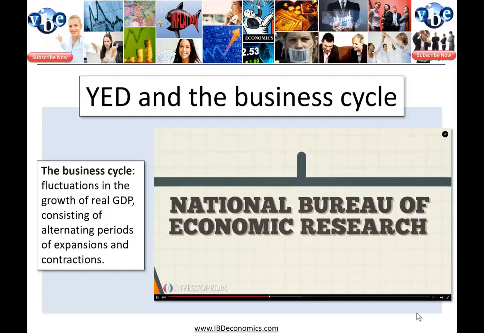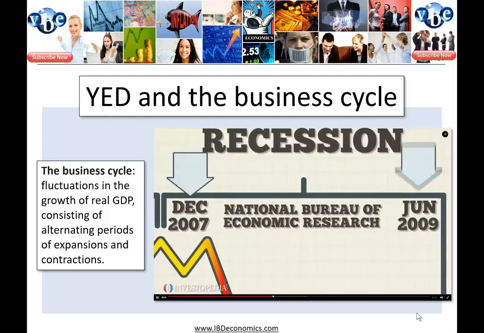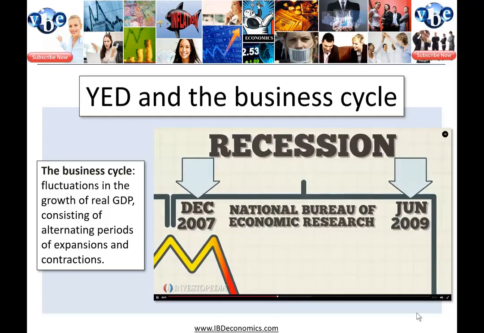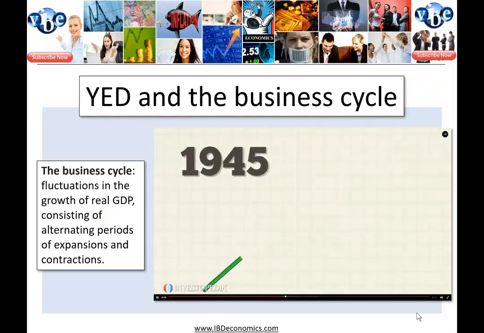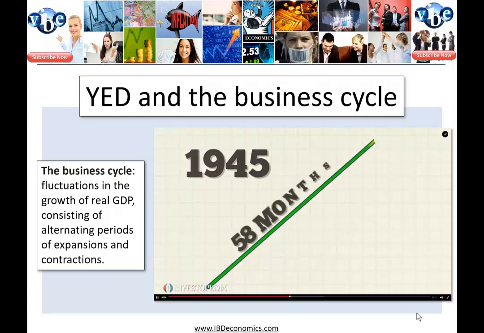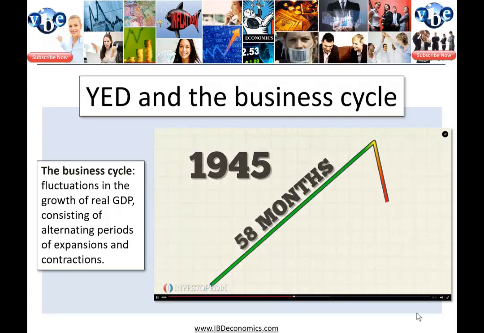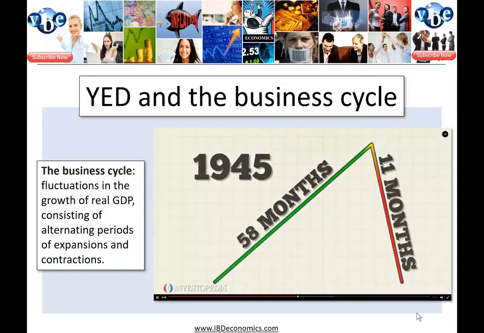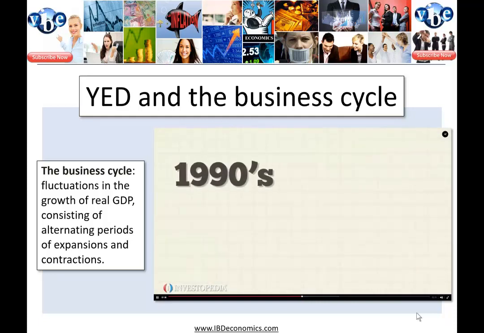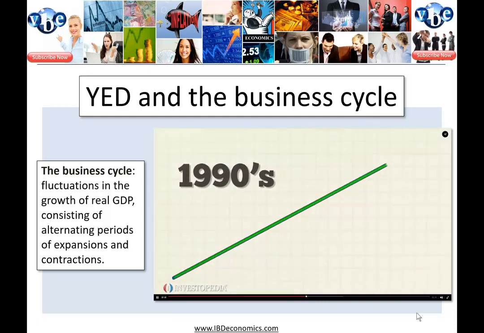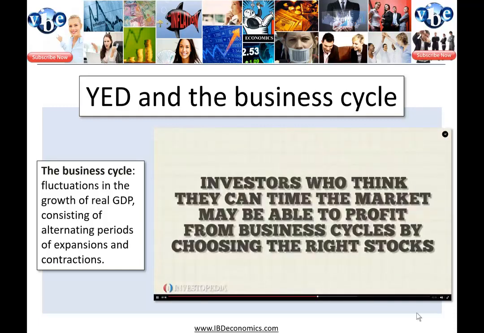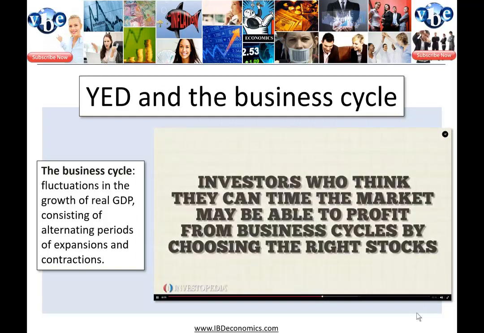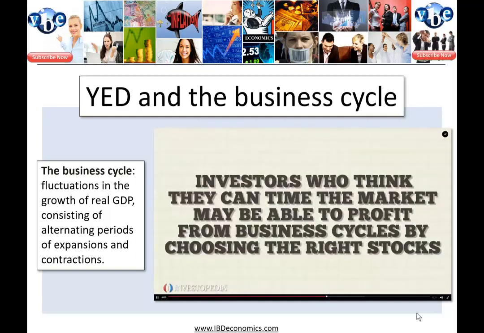The National Bureau of Economic Research determines the official dates for business cycles in the United States. It calculates that since 1945, the average expansion has lasted about 58 months, and the average contraction has lasted about 11 months. However, since the 1990s, the average expansion has lasted 95 months, while the average contraction has still been just 11 months.